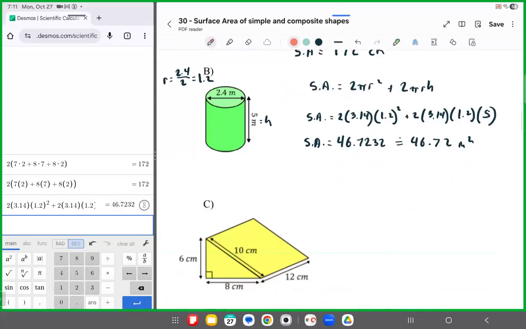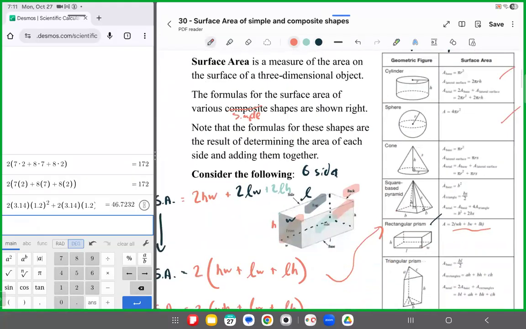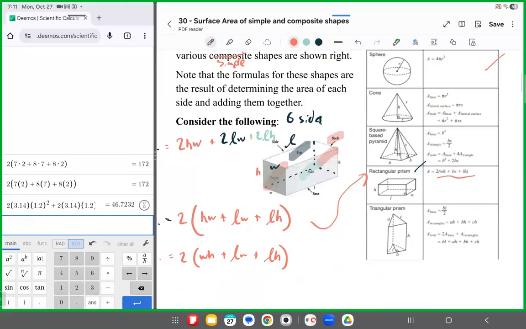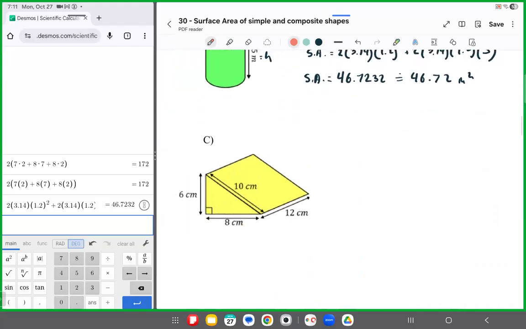Okay. So what about the triangular prism? So here, the formula depends on what kind of triangular prism you have. But essentially what you need to do here is find the area of the corresponding three rectangles that make up a triangular prism, as well as the faces. So we have this formula here. Okay. And so this is going to be what our triangular prism looks like. This one's actually called a right triangular prism. And we just have our rectangles.